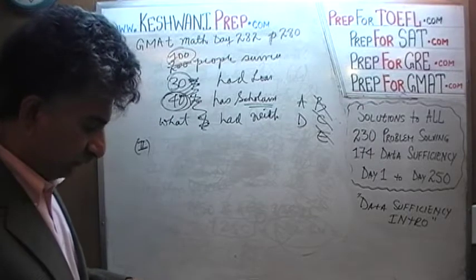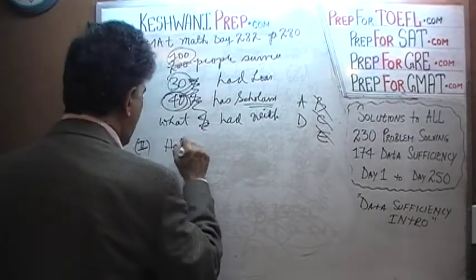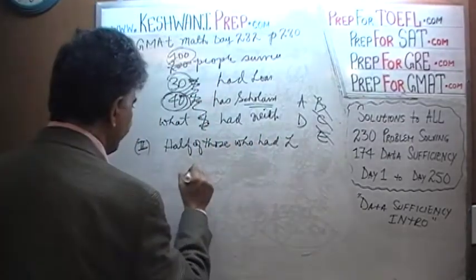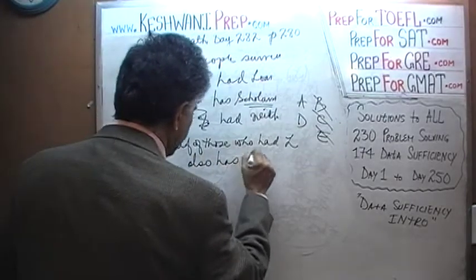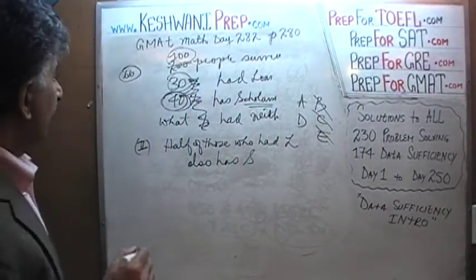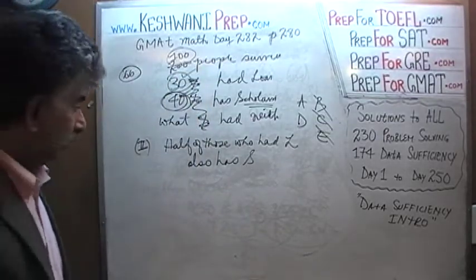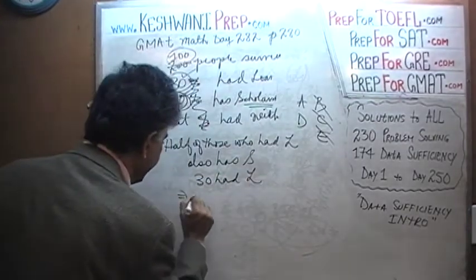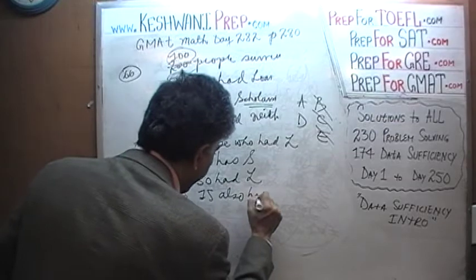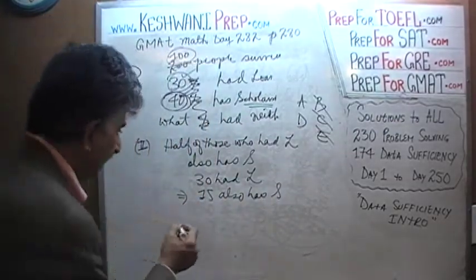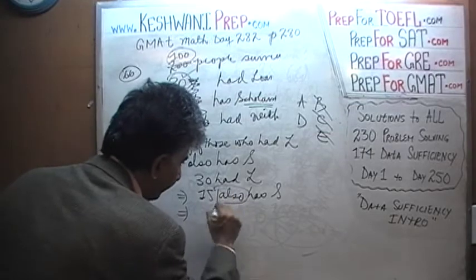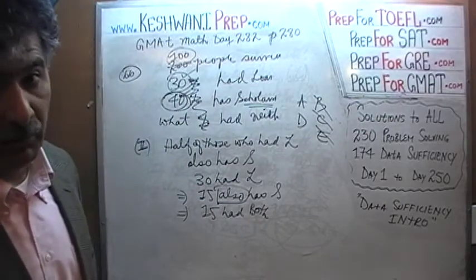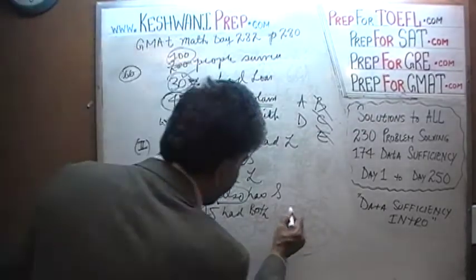The second statement tells us that half of those who had loans also had scholarships. Well, the problem tells us that 30 of them had loans. If 30 had loans, that implies that 15 also had scholarships, which means 15 had both. Once we establish that 15 of them had both, the story is the same as before, nothing changes, we just set it up as before.